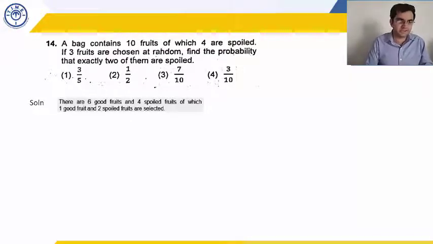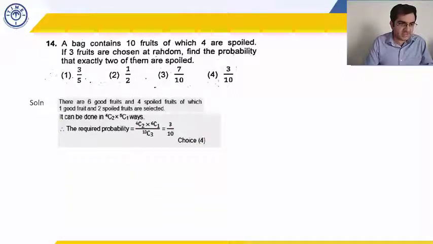I'll just repeat this. Out of 10 fruits, you have 6 good fruits and 4 spoiled fruits. And the question says that we want to select 2 spoiled fruits and 1 good fruit. So that can be done. Select 1 good fruit in 6C1 ways and select 2 spoiled fruits in 4C2 ways. So 4C2 into 6C1 becomes your number of favorable outcomes, and the total number of outcomes becomes 10C3, and you simplify this to get the answer as 3 by 10.